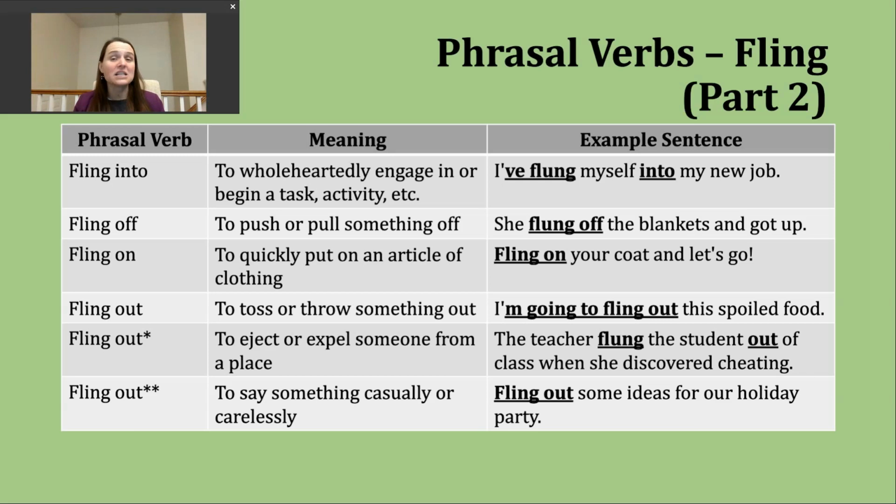That sentence, "The teacher flung out the student," is simple past tense, and I think I forgot to mention, "I'm going to fling out" is an example of the simple future. The last way you'll hear fling out used is to mean to say something casually or carelessly. An example of this might be, "Fling out some ideas for our holiday party." Right? So maybe you're with a group of coworkers, and people want to share some things. When I've been in meetings, I feel like I've heard people say "toss out" or "throw out" again, but wherever you are, you might encounter this verb as well.